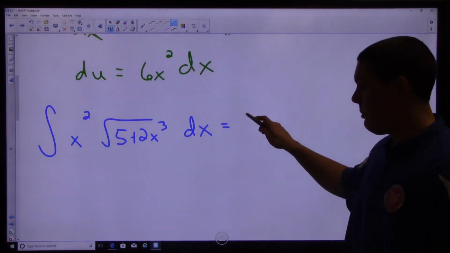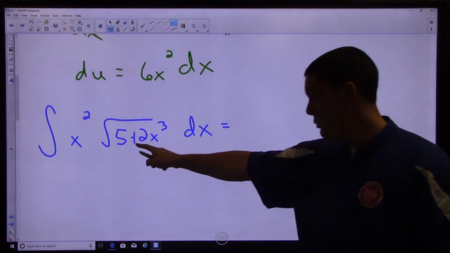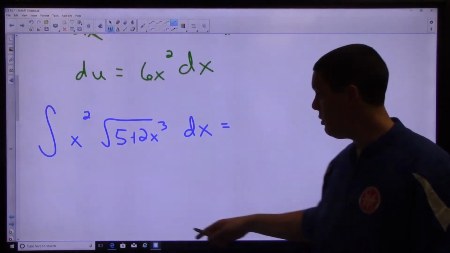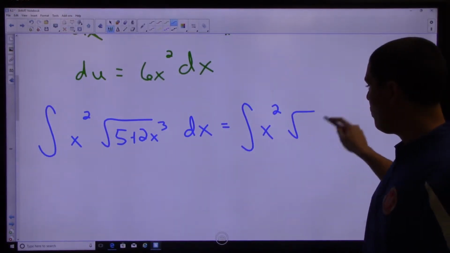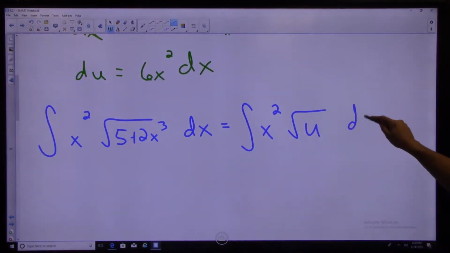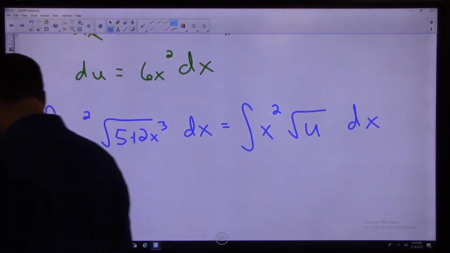So here we go. I'm going to go ahead and try to substitute my u in. Didn't we say u is equal to 5 plus 2x cubed? So we can rewrite this as x squared times the square root of u, but we still have this dx. We haven't done anything with that. We will eventually.